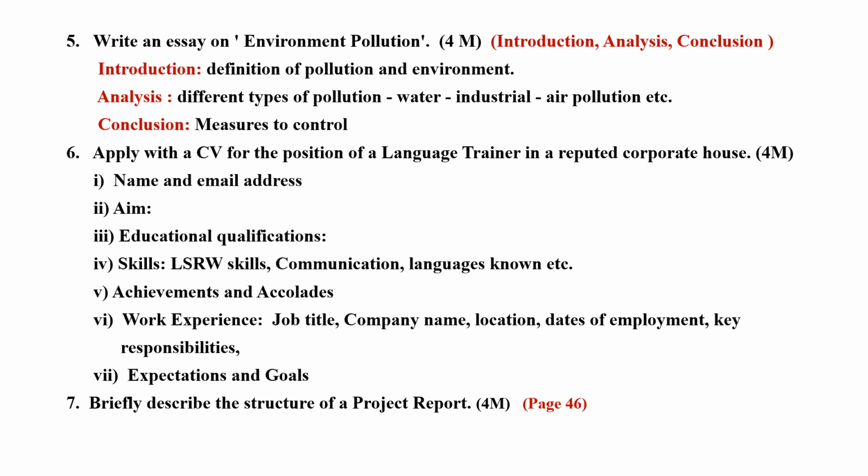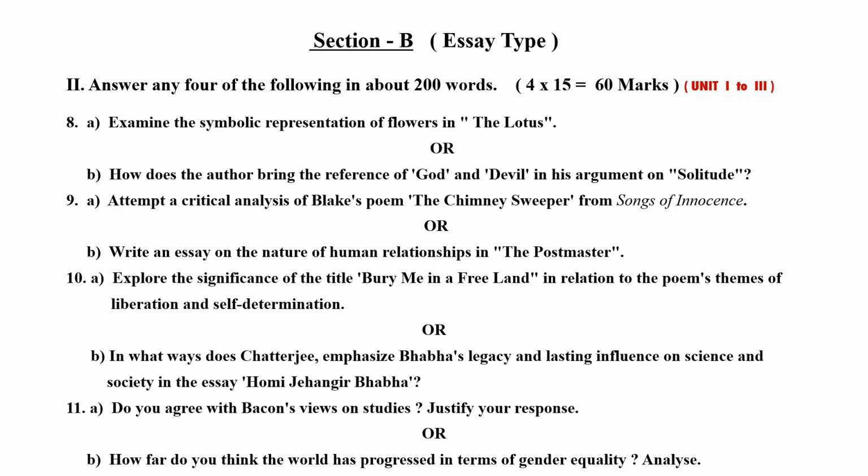Let us move on to section B, that is part B, essay type questions. Answer any four of the following in about 200 or 300 words, students. So 4 into 15, 60 marks you will get, and the questions will be from units 1 to 3. 8A, this will be a poem question. 8A, 9A, and 10A will be poem questions. Examine the symbolic representation of flowers in the lotus.